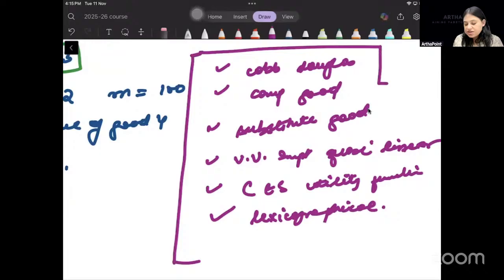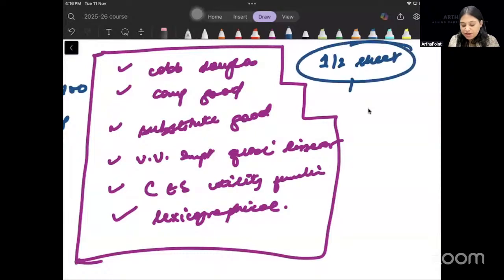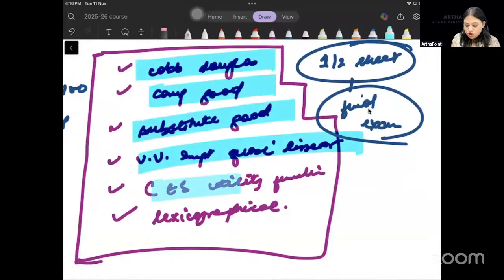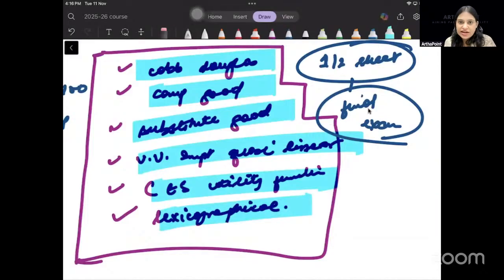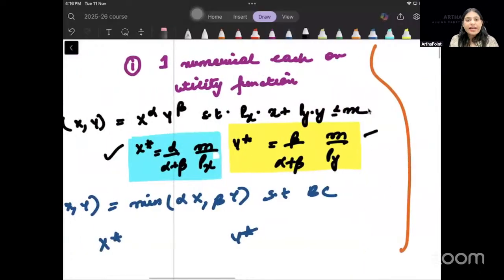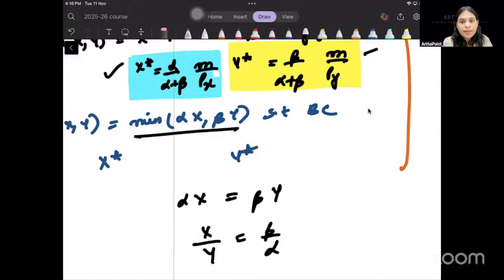Because we are in marathon mode, you have to put all of these cases in a formula sheet. So you prepare a one to two page sheet from the perspective of your final exam, in which you note the final answer for each of these. You just plug those things in for your understanding. Like I know that if it is Cobb-Douglas, it will be this. Like I know that if it is a min function, then alpha x will be equal to beta y. So x by y will be beta by alpha.